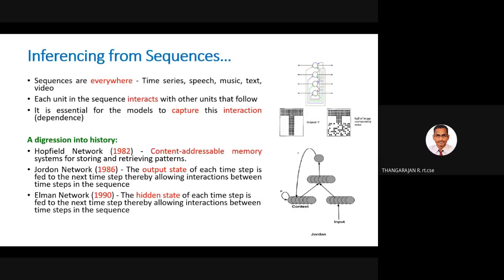Each unit of a sequence interacts with the other units that follow it. It is essential to model, or capture, the dependence between the inputs. That's very, very essential. But what do you require for that? You require a recurrent network. You require the output to be given again as input to the network. So it's called recurrent. That's why we call it RNN, recurrent neural network.